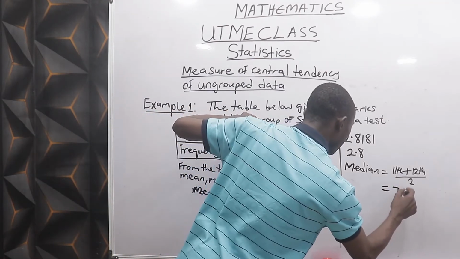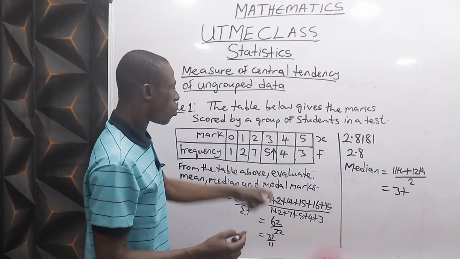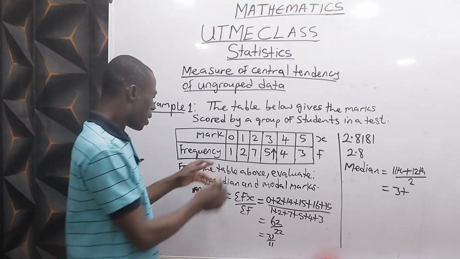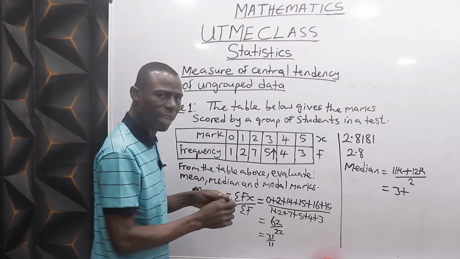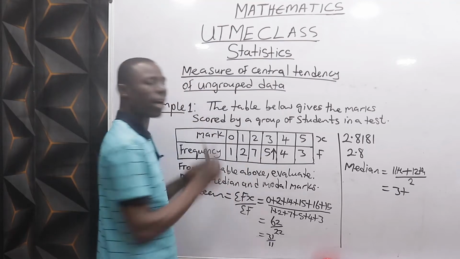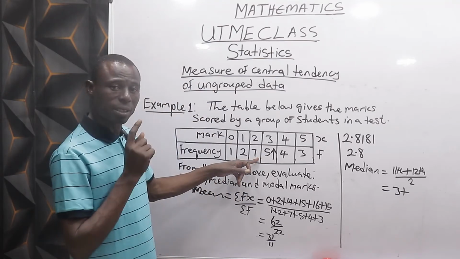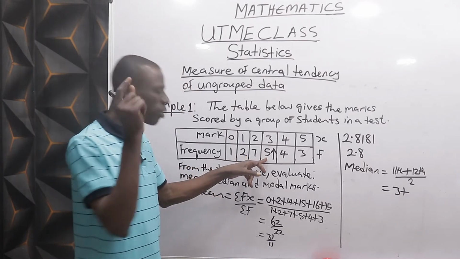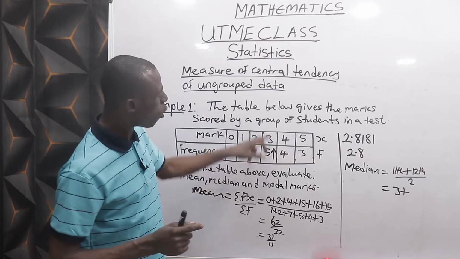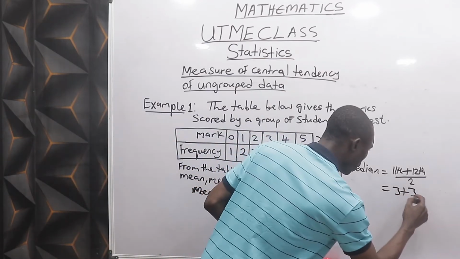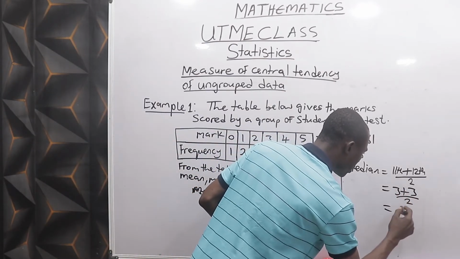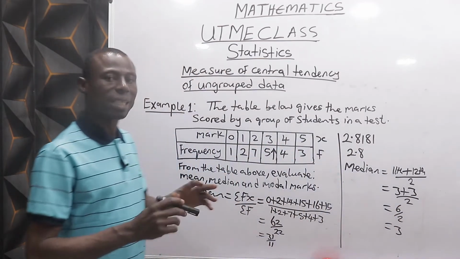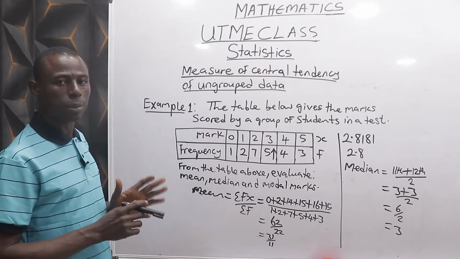So that will be 3 plus. We now get the value that corresponds to 12th position as well. 12th position coincidentally is at this point as well. We get 10th position at this point. 11th position is here. 12th position is also here. And up it is still 3. Divided by 2. So it is 6. Divided by 2. Answer is 3. So our median is 3 in this table.